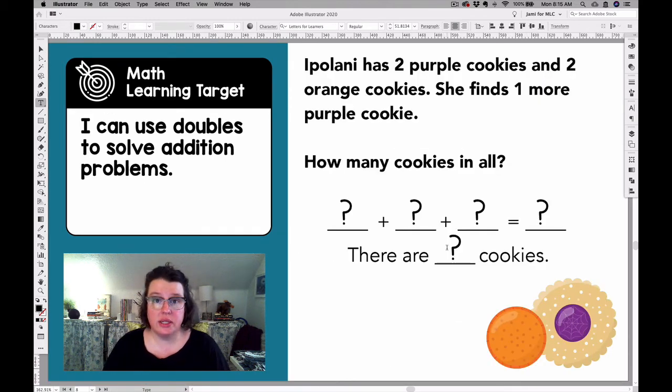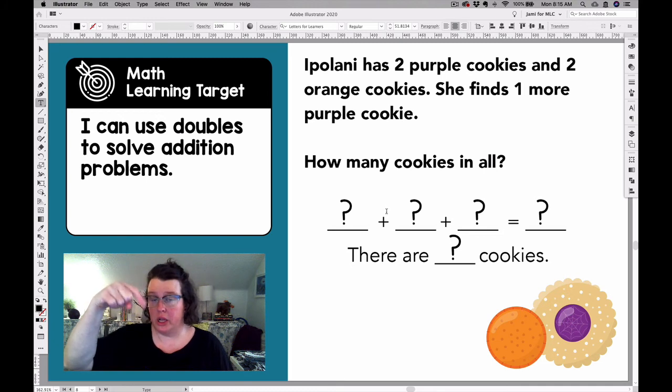All right, it's time for you to solve a problem all on your own. After you've solved this problem, you're going to take a picture of it and put it in Seesaw. When you're all done with this video, remember, click that button that's right below the video and take a picture of your work. Okay, let's look at the problem. Ipolani has 2 purple cookies and 2 orange cookies. She finds 1 more purple cookie. How many cookies in all?